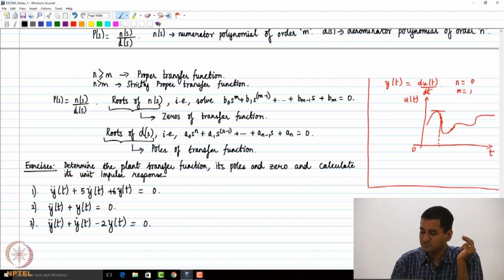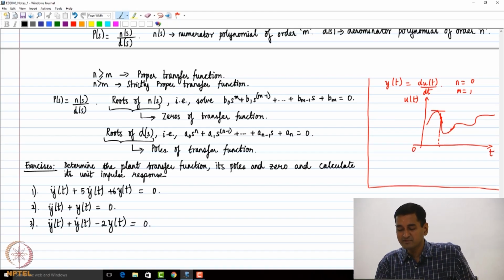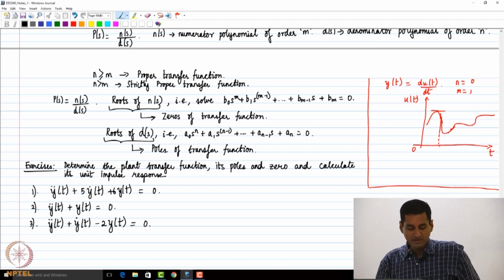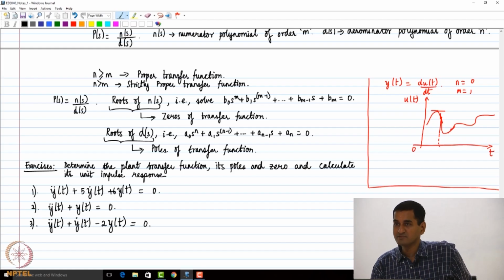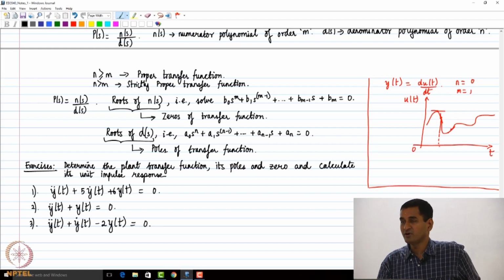The first problem is y double dot t plus 5 y dot t plus 6 y t equals 0, a second order system. The second problem is y double dot t plus y t equals 0. The third problem is y double dot t plus y dot t minus 2 y t equals 0. For all three systems, derive the transfer function, find the poles, zeros.